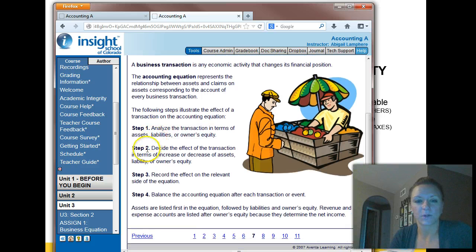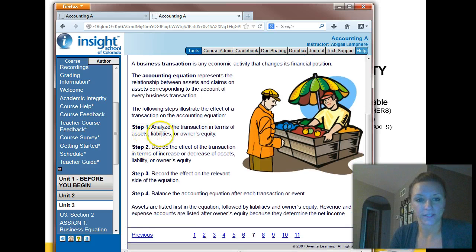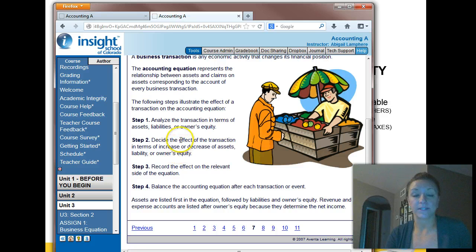These are the steps we're going to be taking for every business transaction. We're going to analyze the transaction in terms of if it's an asset, a liability, or owner's equity. Okay, what all is being affected with each transaction. Then we're going to decide on the effect of the transaction. So is it going to increase or decrease assets, liabilities, or owner's equity? Because remember, it always has to stay equal. So what we do on one side has to still be equal to the other side.